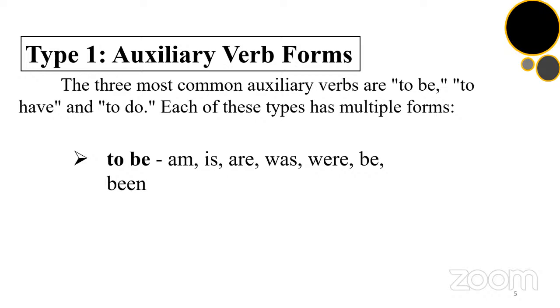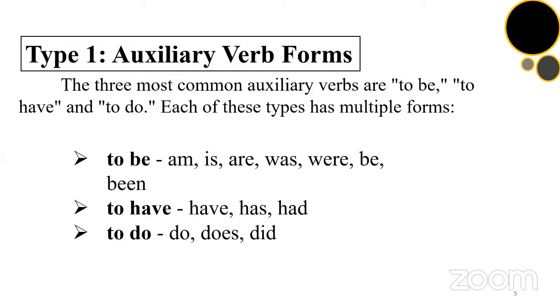So be verbs are am, is, are, was, were, be, been, being, okay? When you take have verbs: have, has, had, fine? Do verbs are do, does, did. You people remember this? Yes, ma'am. Yes, fine, good.